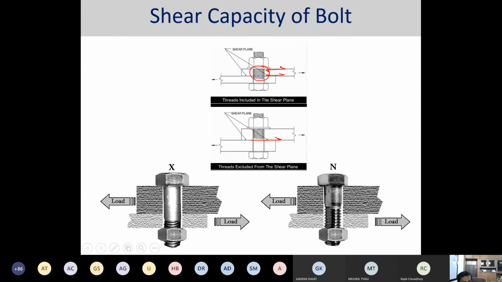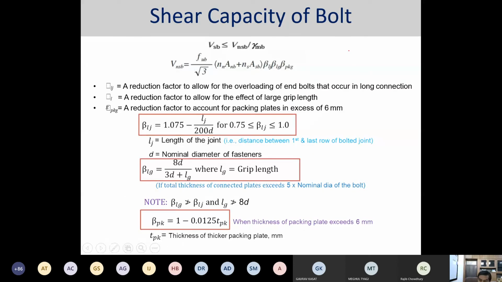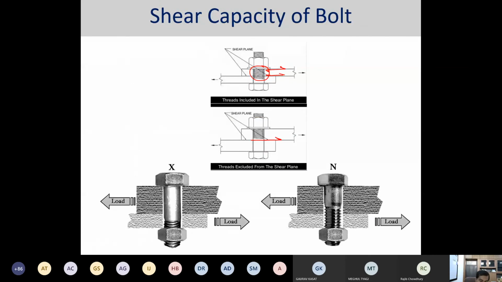Yes, another question I am getting. Packing plate is one in the middle. Yes, packing plate can be made in a different way. Whatever you are saying is one of the configurations, that is at the middle.